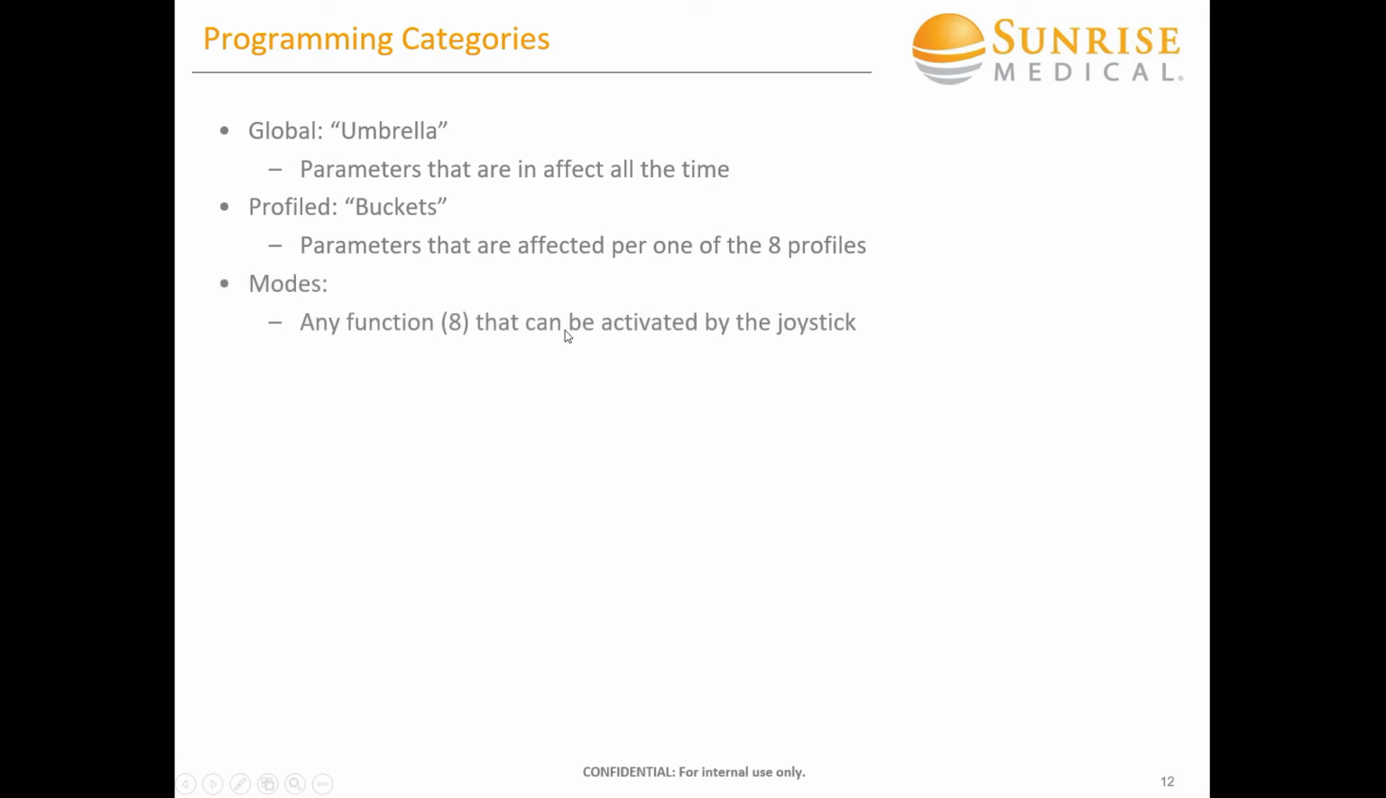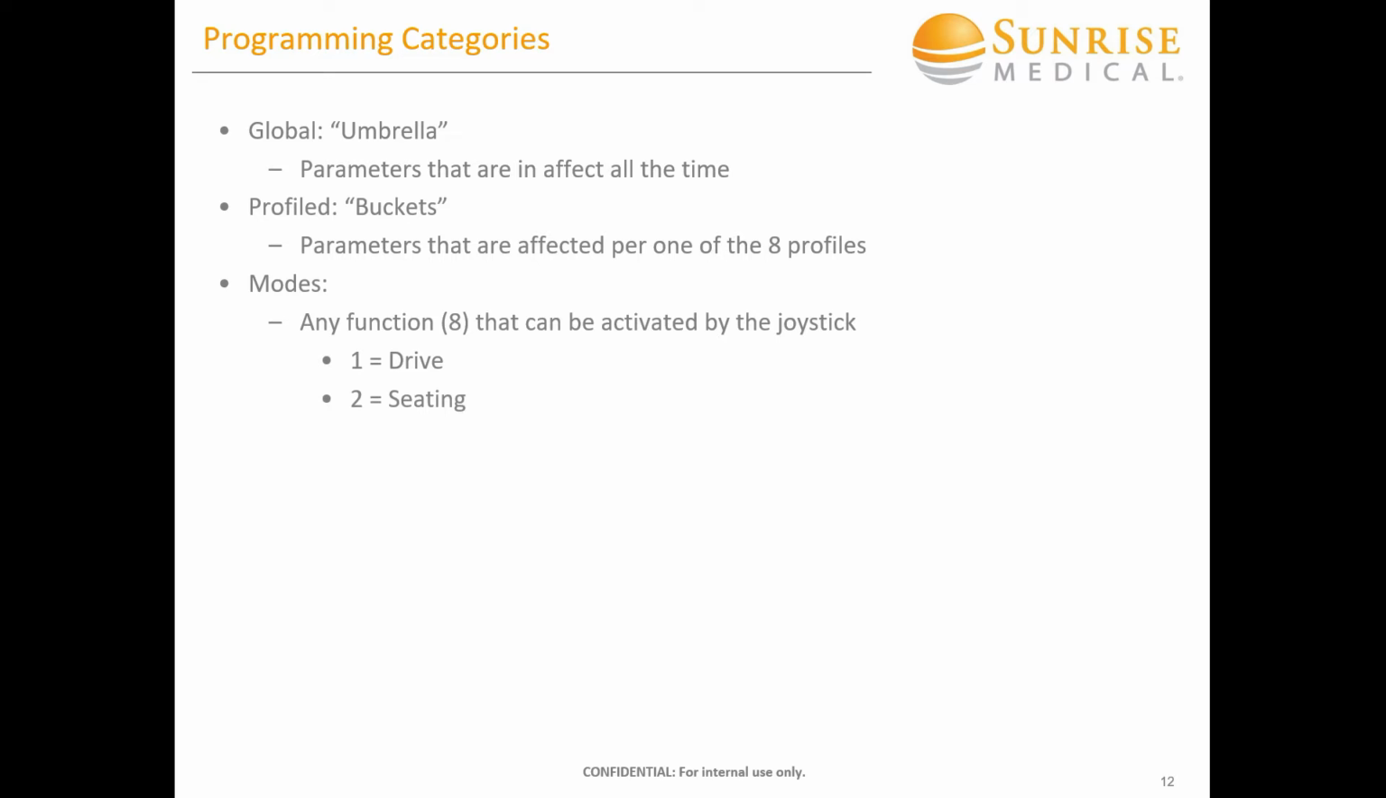We also have parameters that talk about modes. Now, what's a mode? A mode is any function, actually 8 total, that can be activated by the joystick. So what are those modes? There are 8 of them available. The first one is drive. Obviously, the chair is a mobility device. We need to drive the chair, and we're going to drive the chair with the joystick or with that input device. So drive is going to be mode number 1.